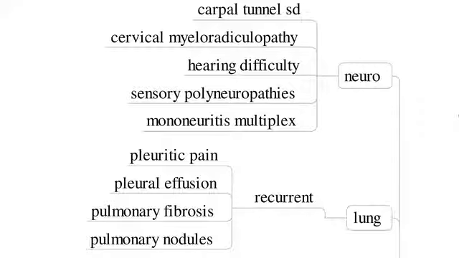Pulmonary manifestations include recurrent pleuritic pain, pleural effusion, pulmonary fibrosis, and pulmonary nodules. Of note, pulmonary fibrosis and pulmonary nodules could also be a result of treatment of rheumatoid arthritis, such as with the use of methotrexate.